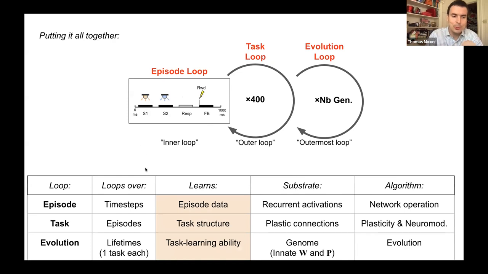Again, just to help a bit in seeing things, we have three different loops: the inner loop during each episode, the task loop of multiple episodes during which you learn a certain task, and then the overall outermost loop, the evolutionary loop, during which you learn task-learning ability, the ability to learn any kind of new task. That's what we're really interested in. That's the property that we want to see emerge, the ability to learn novel cognitive tasks just from stimuli and rewards alone.